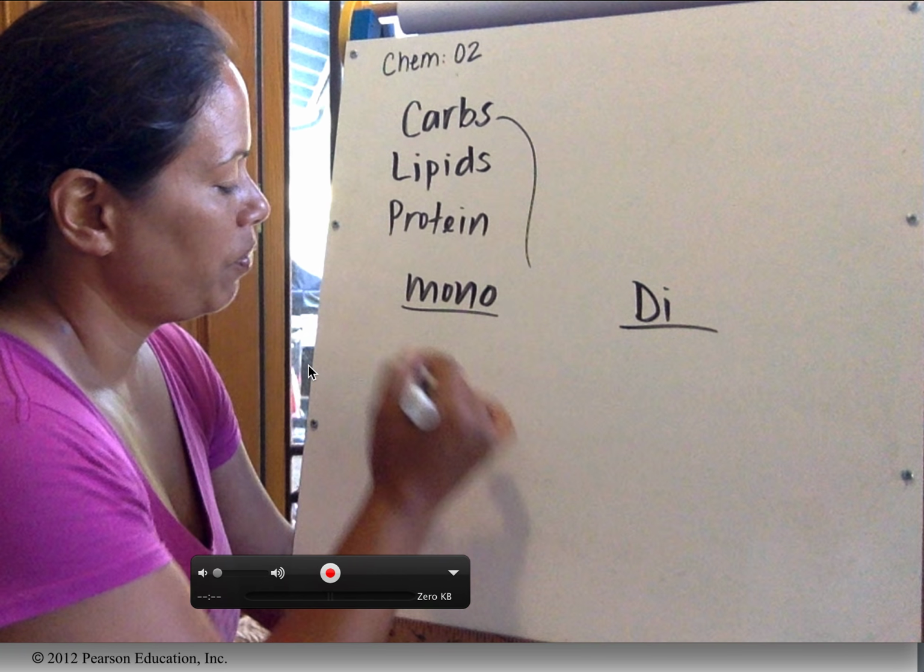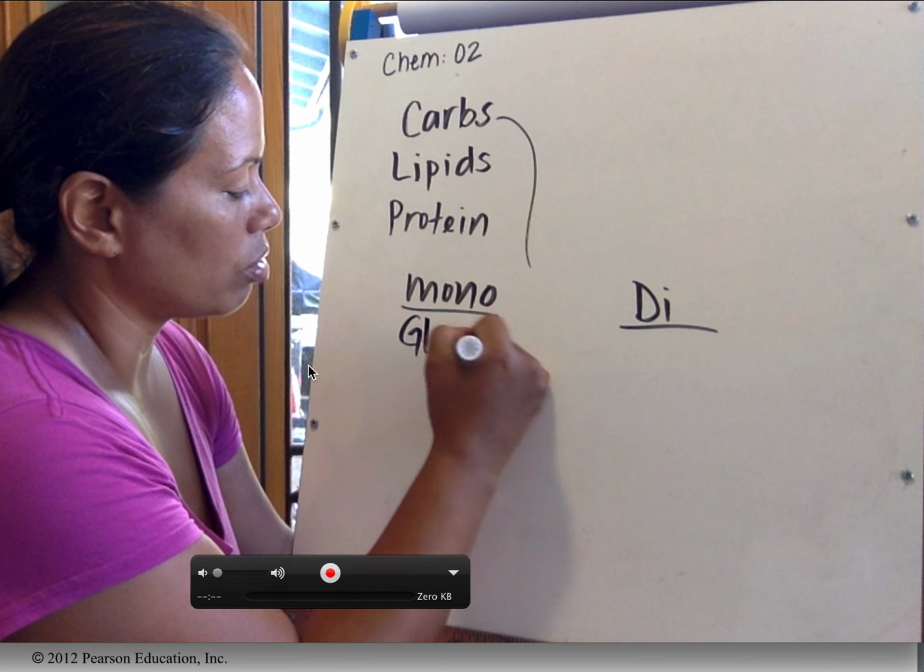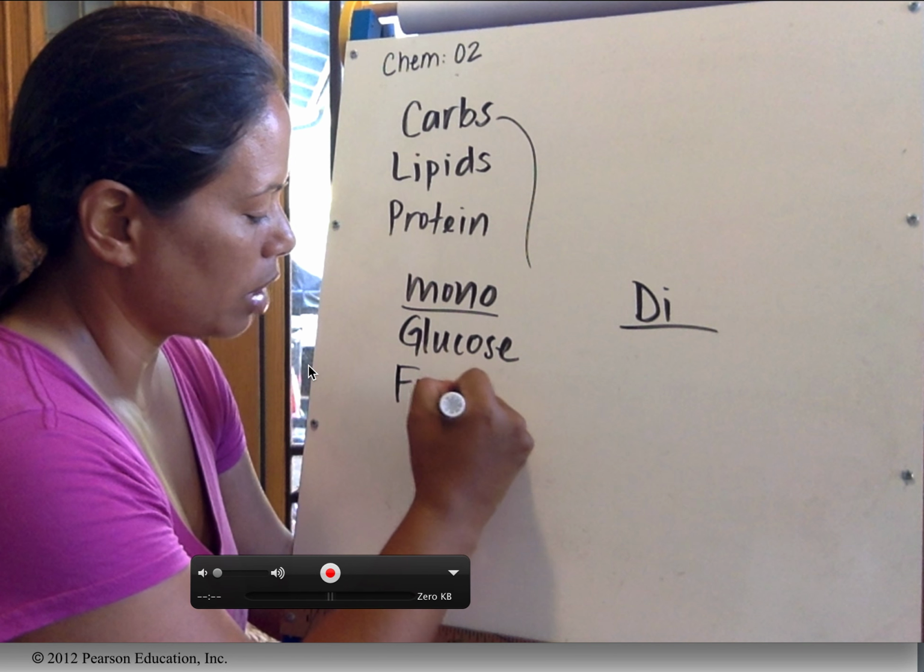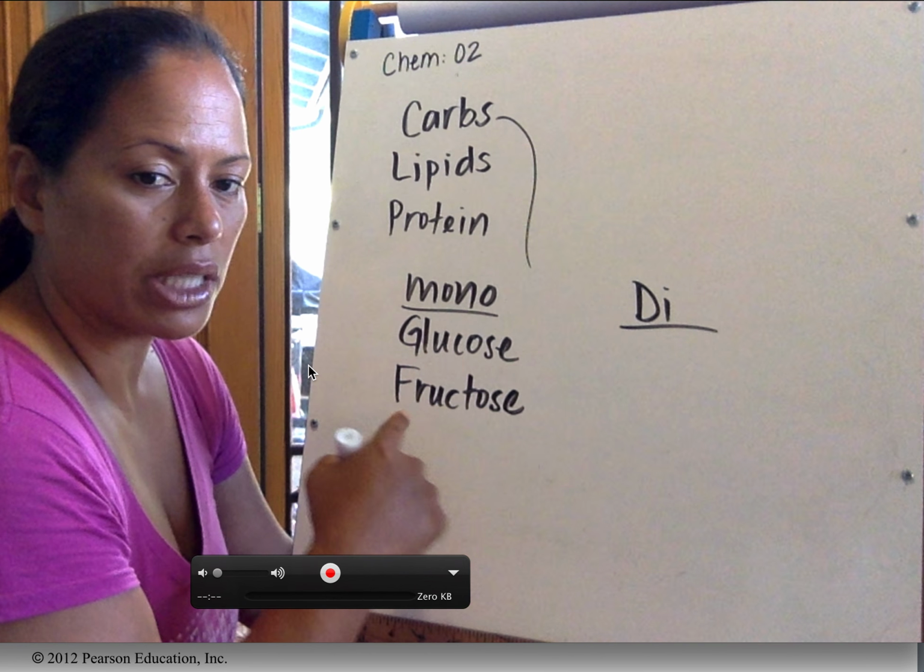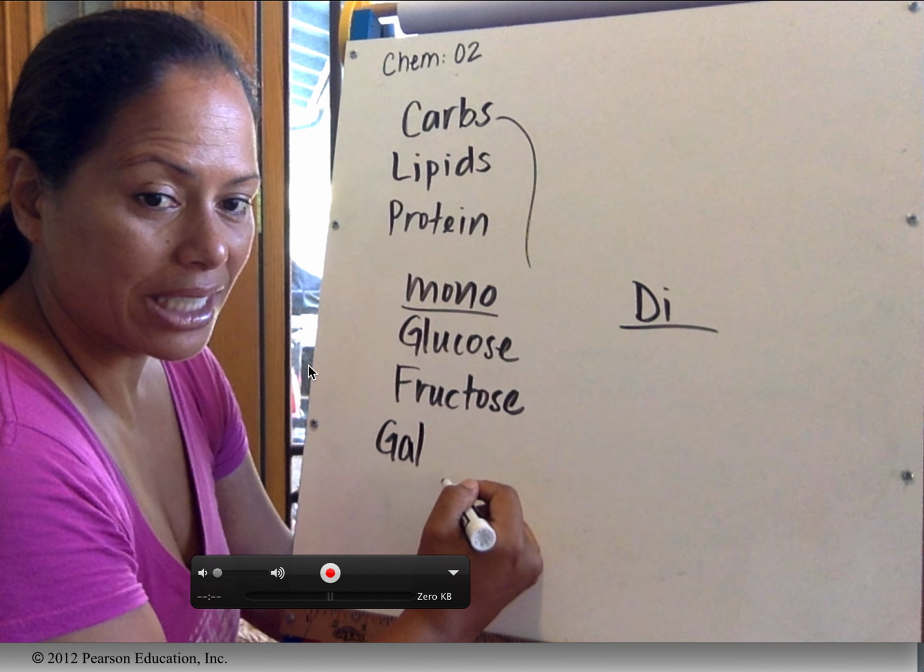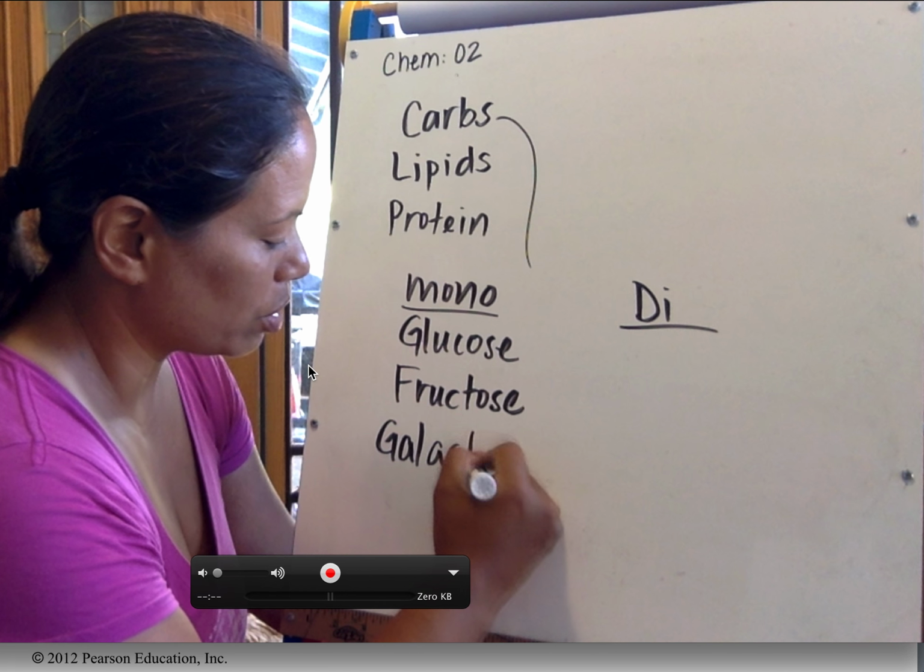how they're connected. The three monosaccharides are glucose. That's pretty easy. We've heard that many times. The second one is fructose. I think of eating a fruit, right? That one's easy to remember. And then the last one is galactose.